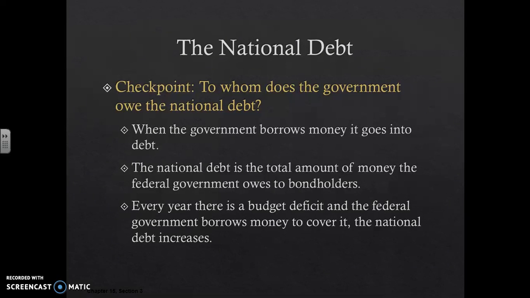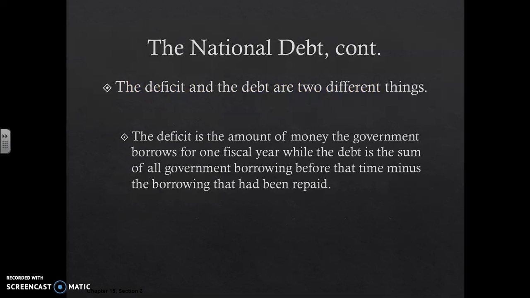So to whom does the government owe the national debt? Well, when the government borrows money, it goes into debt, and the national debt is the total amount of money the federal government owes to bondholders. Every year there's a budget deficit, and the federal government borrows money to cover it. The national debt increases. So the deficit and debt are two different things.